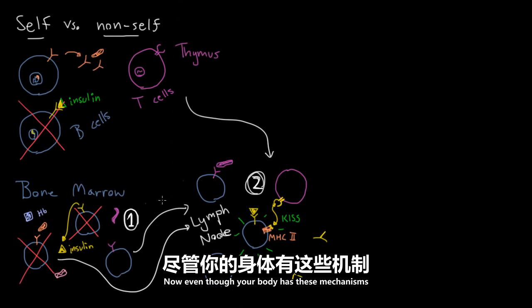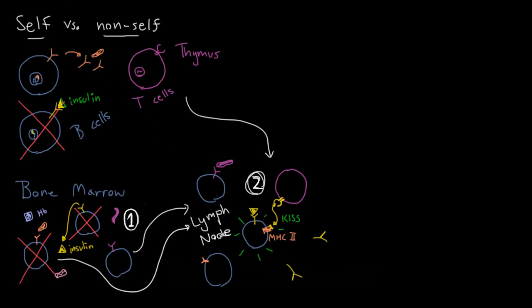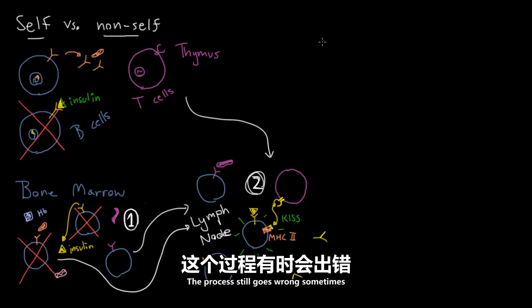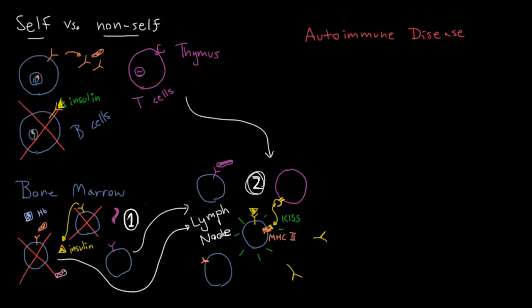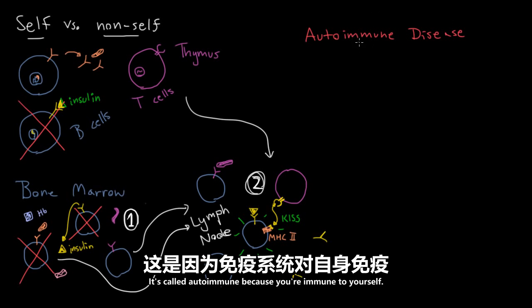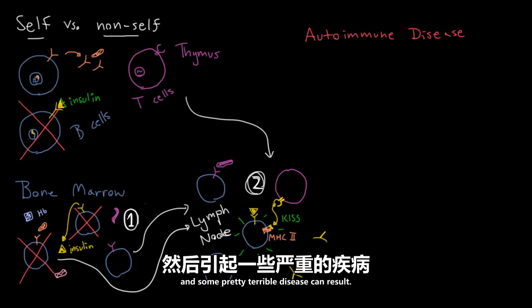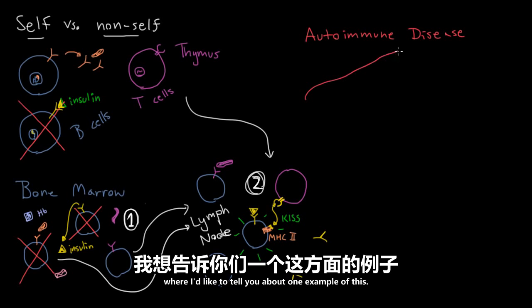Now, even though your body has these mechanisms to keep your immune system from reacting to yourself, it still happens sometimes. The process still goes wrong sometimes, and the result is autoimmune disease. It's called autoimmune because you're immune to yourself, and so your immune system basically starts attacking your own body, and some pretty terrible diseases can result. And so to kind of bring it to life for you, I'd like to tell you about one example of this.